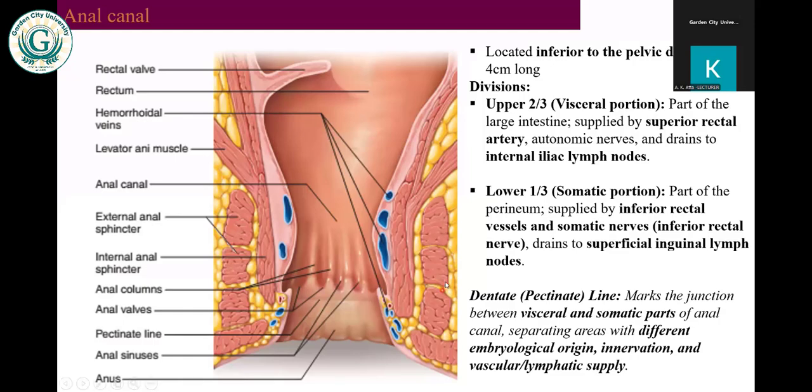Now, if you look at the anal canal, there are these longitudinal folds that you see here. These longitudinal folds are called the anal columns. At the base of the fold, we have the anal valve, the space in between being the anal sinuses. So you have these longitudinal folds as the anal columns, then at the base, there's the anal valve.